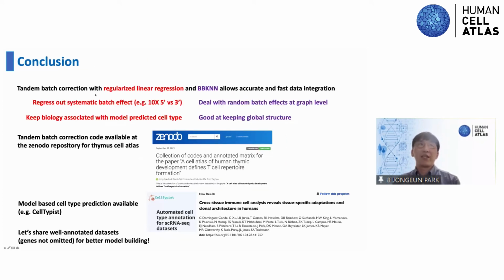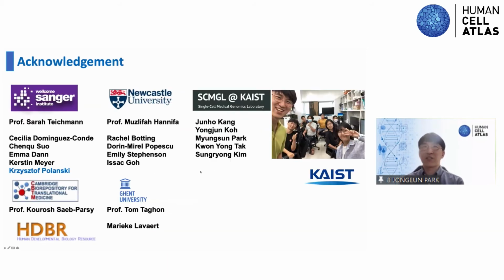So we apply the tandem batch correction, with the first one to regress out the systematic batch effect, and the second one to align for the random batch effect. And this one is available in our Zenodo repository. So if you want to test this code, you can find it from here. And nowadays, there are many model-based cell type prediction tools. And I think it's very important to share the well-annotated data set to build a better model, which will help us to integrate the different data sets.